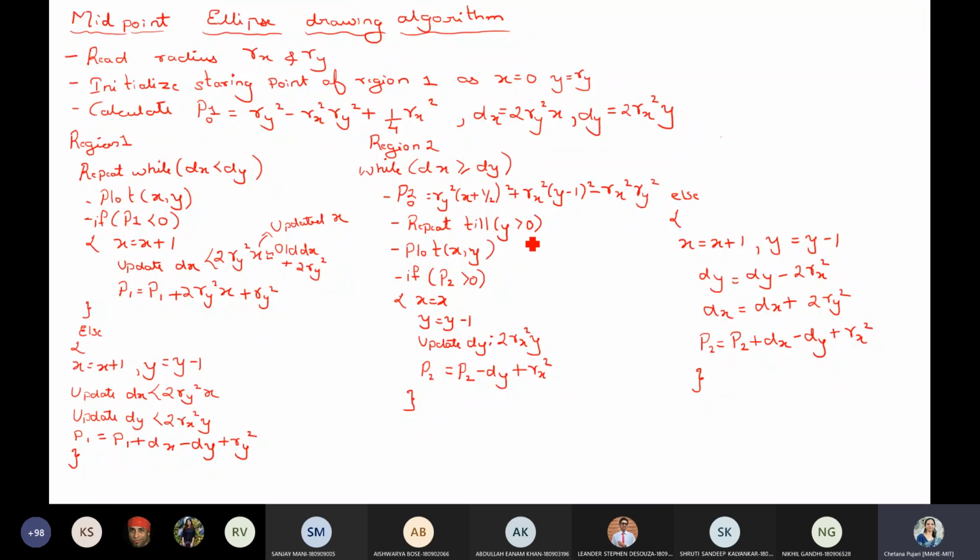Till your y is greater than 0, you are going to continue. Why? Because in region 2, your y is decremented, right? Your y is decremented at every iteration, and you are going to continue till you reach.